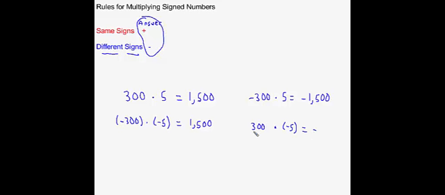And just like before, to get the rest of the answer, you take the absolute value of the numbers and then multiply. Well, the absolute value of 300 is 300. The absolute value of negative 5 is positive 5. So again, we've already done that, and we got 1,500.